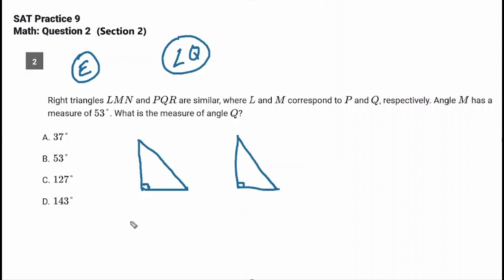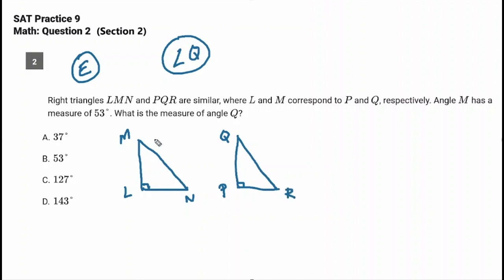L and M correspond to P and Q. M has a measure of 53. So let's just start by writing M. Put it anywhere but the right angle. Doesn't really matter where L and N go. But you got to make L and M and P and Q correspond. So P goes here. Where does Q go? Here. And I guess R goes here.